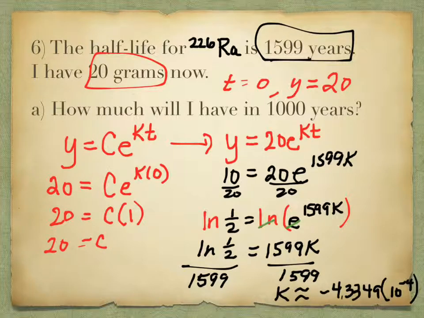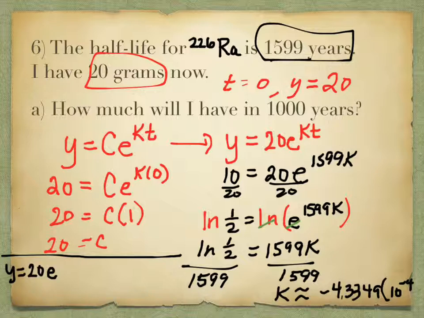Nope, I don't have space. Okay. Let me move over here on the left. So my problem now looks like y equals, let's see if this comes up well enough. Not so good. Let's use black. Y equals 20 e to the negative 4.3349 times 10 to the negative 4th T. Sorry, not K, T. Something like that.